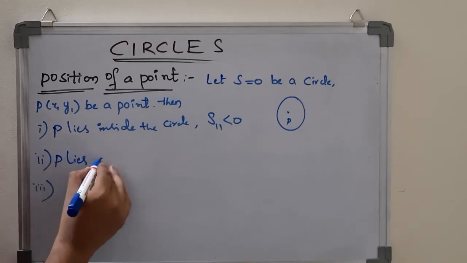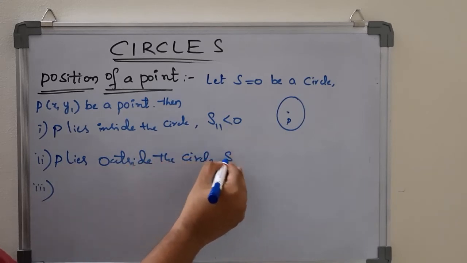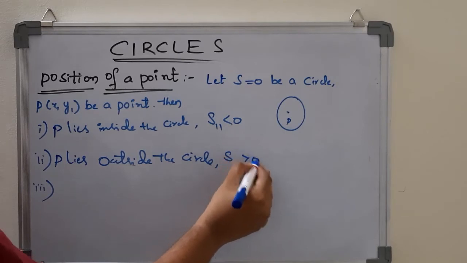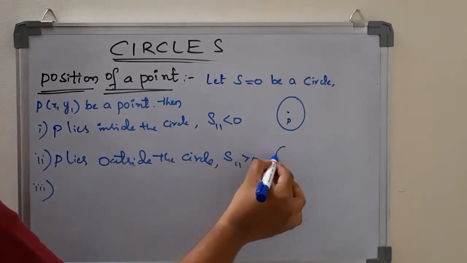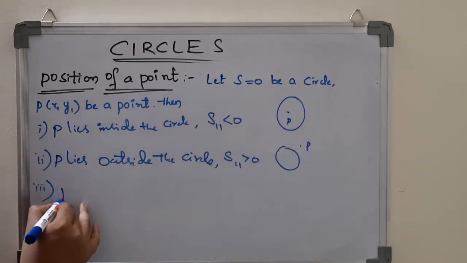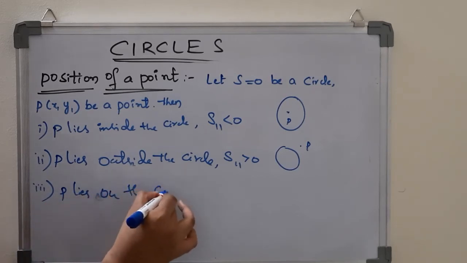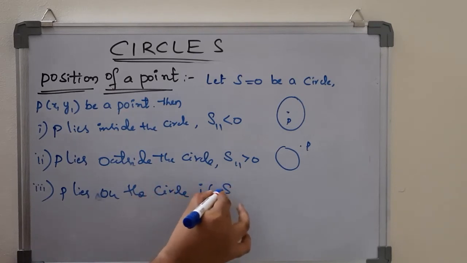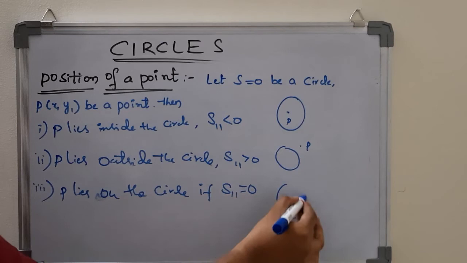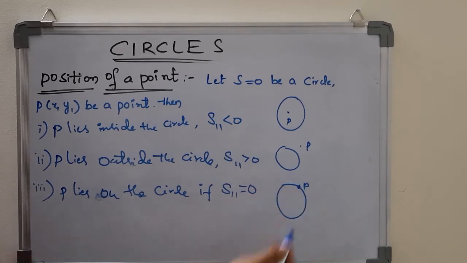Point P lies outside the circle when S11 is greater than 0. If S11 is greater than 0, point P lies anywhere outside the circle. Point P lies on the circle if S11 equals 0, anywhere on the circle itself, right? This is the position of a point. It depends upon S11. Let's solve some problems here.